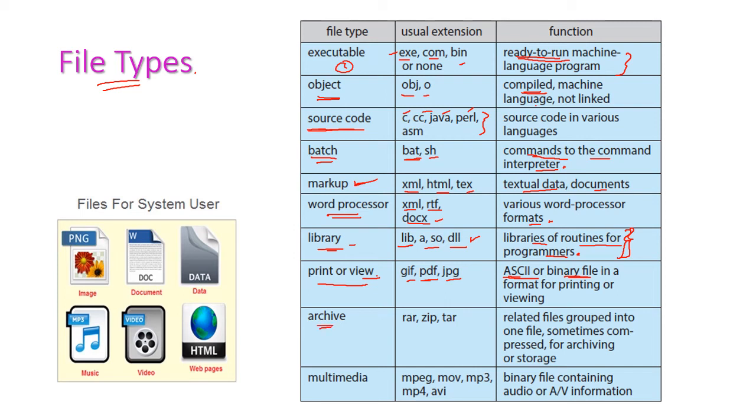And the next one is archive. Archive means all the related files are grouped into one file, and sometimes these files may be compressed for archiving or storage. The extensions are rar, zip or tar. These are archives. And the last one is multimedia. Multimedia is the binary file which contains audio or video, that is AV information. MPEG, MOV, that is movie file, MP3, MP4 and AVI files. These are some of the multimedia files.